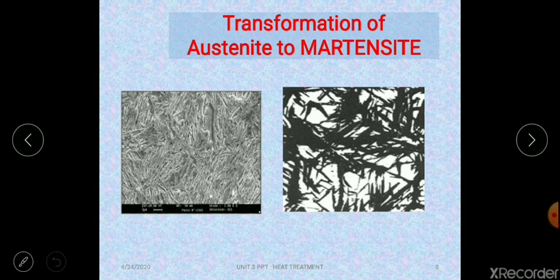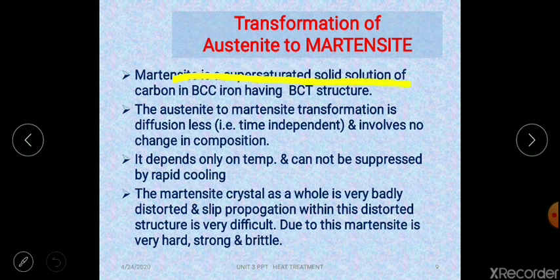The third type of product of austenite is martensite, which is the hardest microstructure or phase of all these three products of austenite. The microstructure looks like a needle crystal structure, which indicates the harder product of austenite. This black part indicates the cementite. Martensite is a supersaturated solid solution of carbon in BCC iron, having a BCT, that is body centered tetragonal, type of crystal structure, and the austenite to martensite transformation is diffusionless.